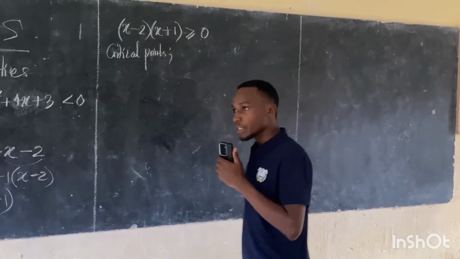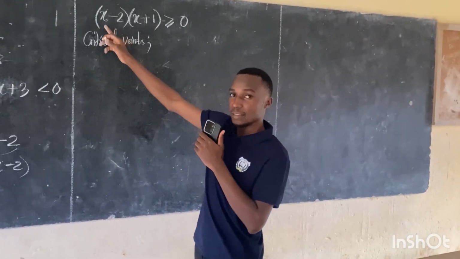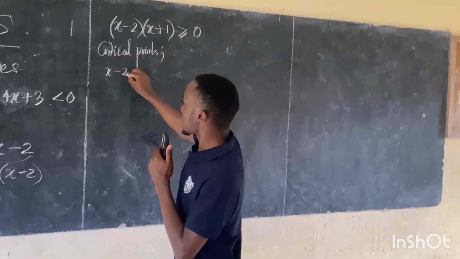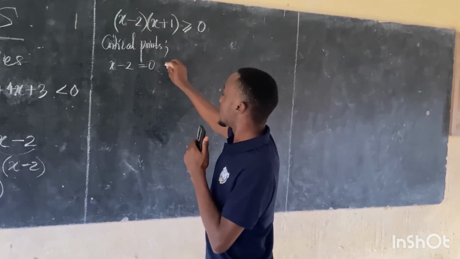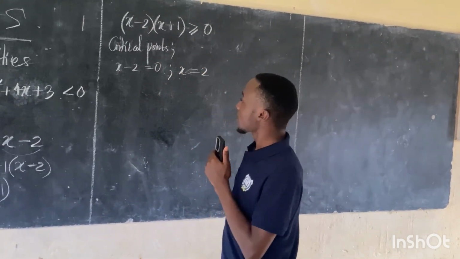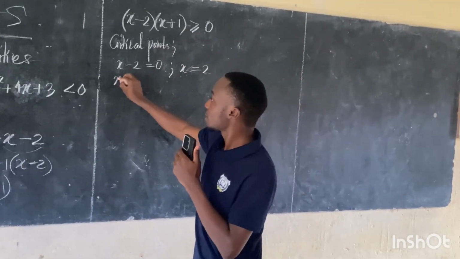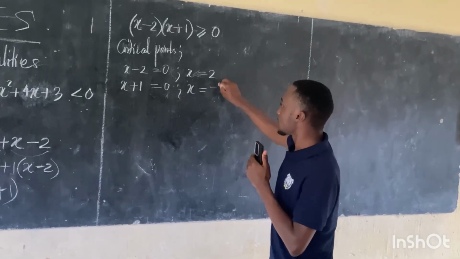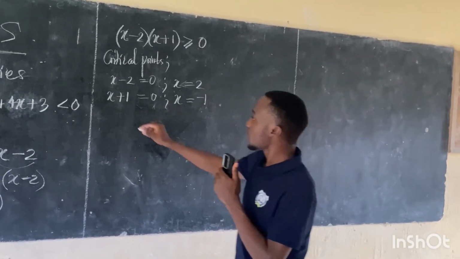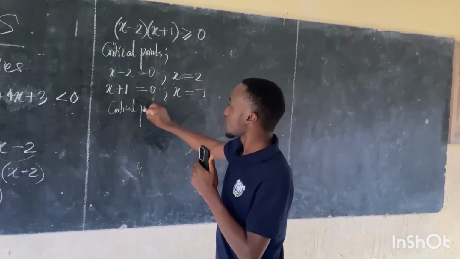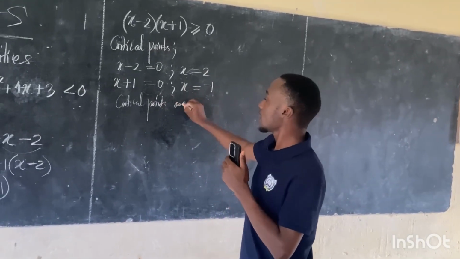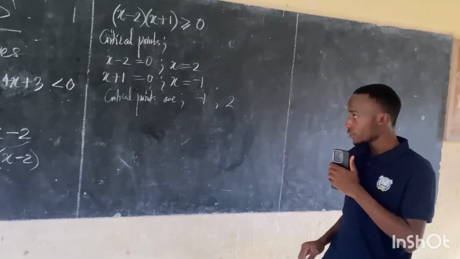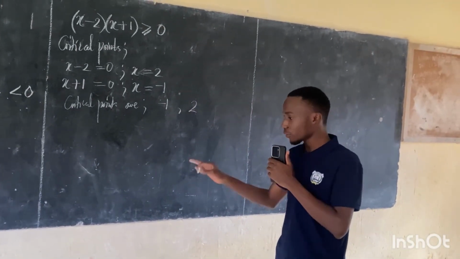And I get critical points by equating these brackets separately to 0. So I will say that x minus 2 is equal to 0, and this gives me my x as 2. And also this bracket, x plus 1 is equal to 0, this gives me my x as negative 1. So the critical points are negative 1 and 2. I write them in ascending order, from the smallest to the biggest.